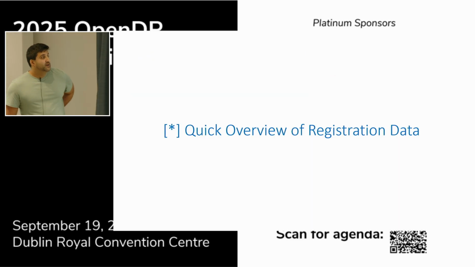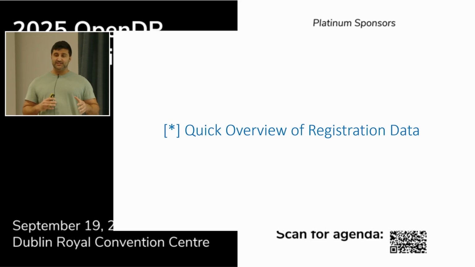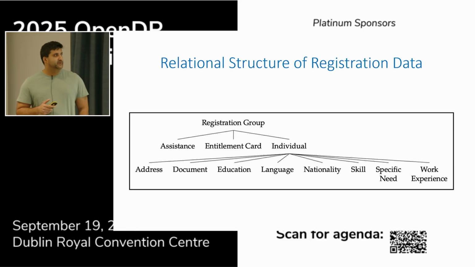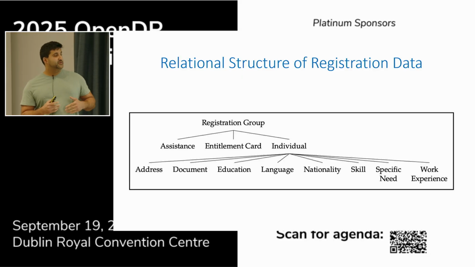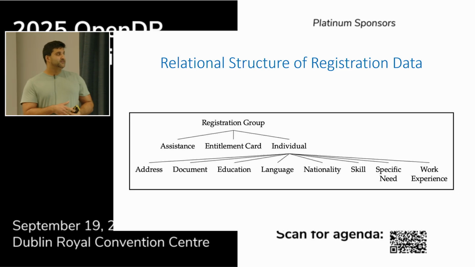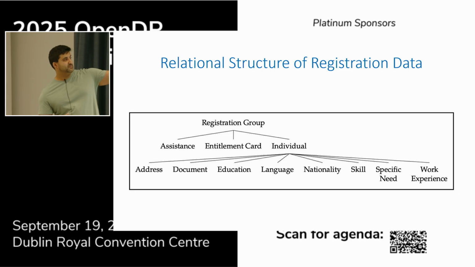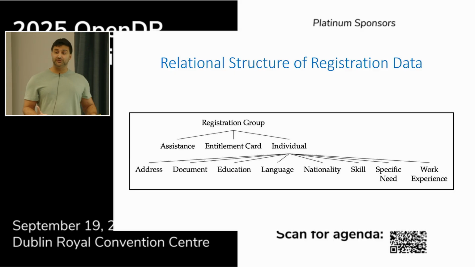Thanks. So after that introduction, I want to give a quick overview of the registration data in a little more detail, because it might motivate how our solution works. As Federico mentioned, there were around 10 tables, and they had a relational structure. There are, I guess, 3 levels. At the root is the registration group, and then there are tables below it. The key one on the right-hand side is the individual table, and this has a lot of child nodes.